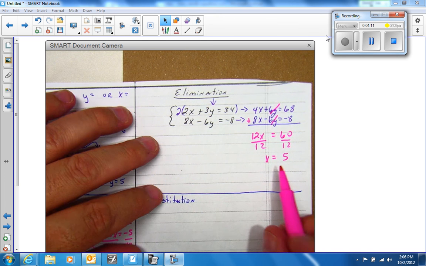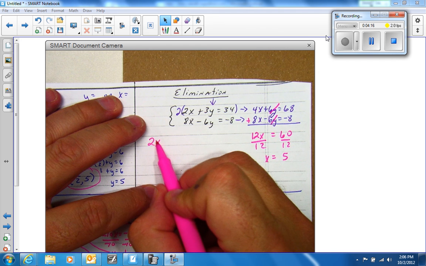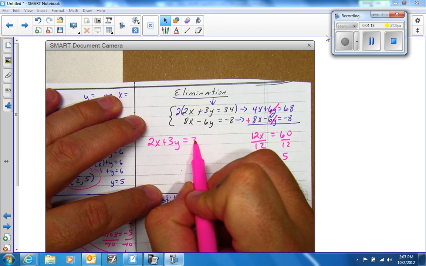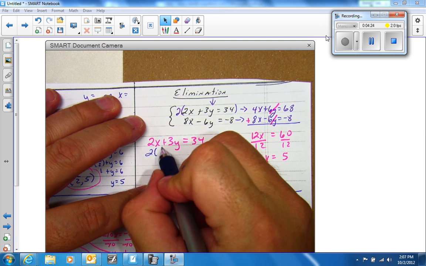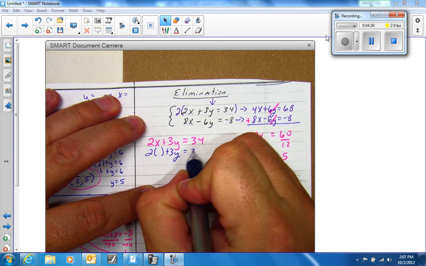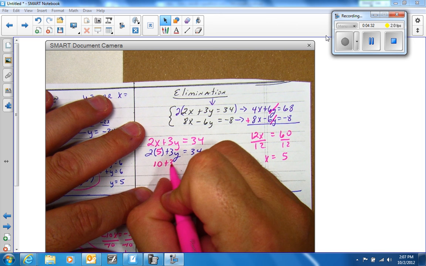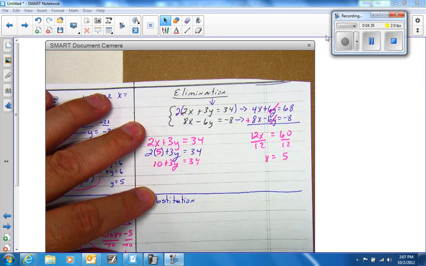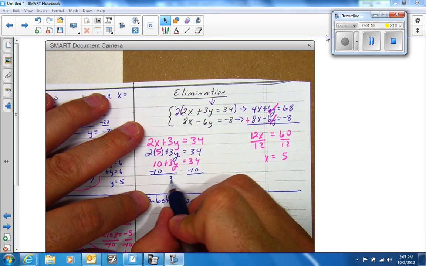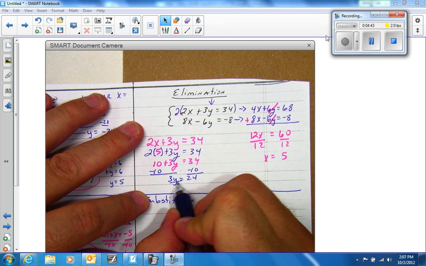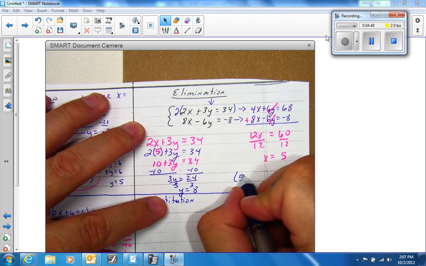Alright, seems easy enough. Now, I'm going to plug this one in to the top one. So I'm going to write down my top one, 2x plus 3y equals 34, and then plug in 5 for x. I end up getting 10 plus 3y equals 34. Then I'm going to subtract the 10. And I end up getting 3y is equal to 24. Divide by 3. And y is equal to 8. And there's my solution, 5, 8.